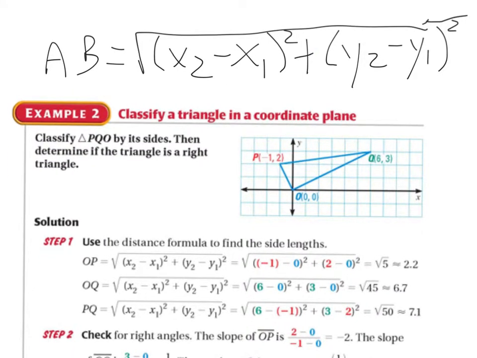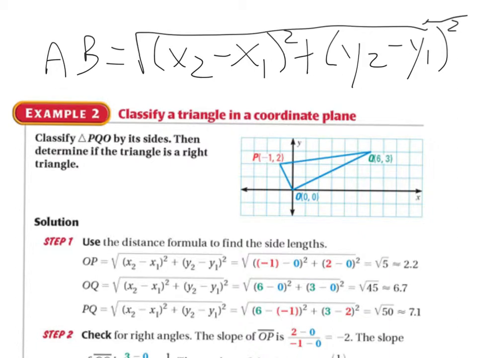Okay, so then for the second one, we're finding OQ. So that's this side right here. So this one, we plug in our numbers again. We have our 6 and our 0 that we plug in here. And then for our y values, we have our 3 and our 0. So again, we put them in. 6 squared will be 36, plus 3 squared, that's going to be 9. So square root of 45, that's about 6.7.